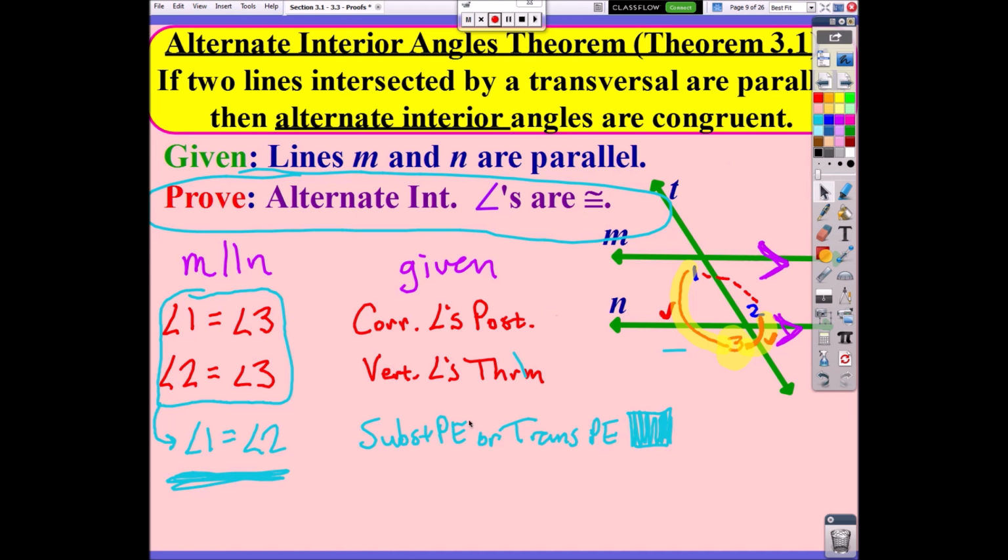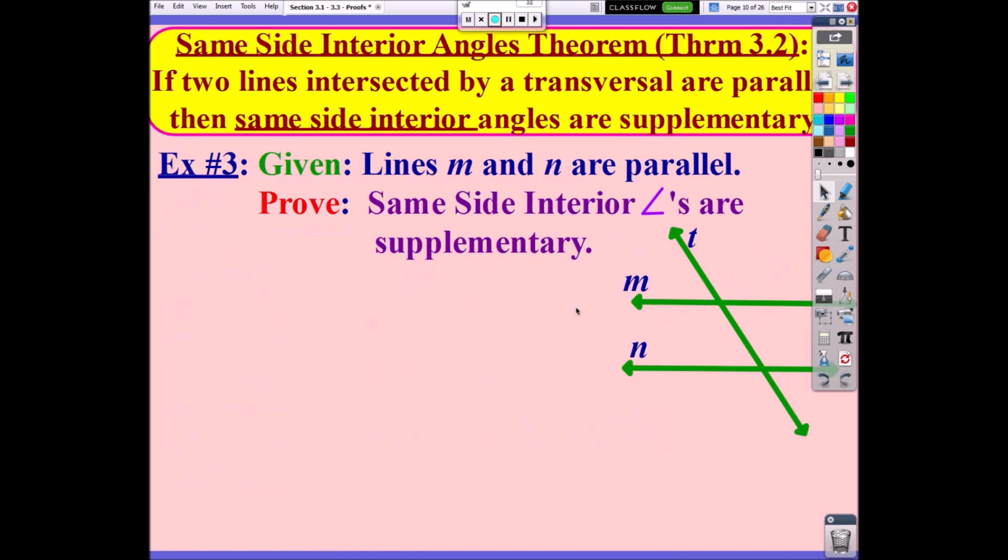Now, I would call this definitely a shorter proof, because besides the given, there were only 3 lines. This is about as short as proofs are going to get. So moving on to the same side interior angles theorem. And it says, just like our last one, if we start off with parallel lines, we need to show that same side interior angles are supplementary. So number 1, let's start with our given. And I'm going to come over here and mark these 2 lines are parallel. And that's going to be my first line of my proof.